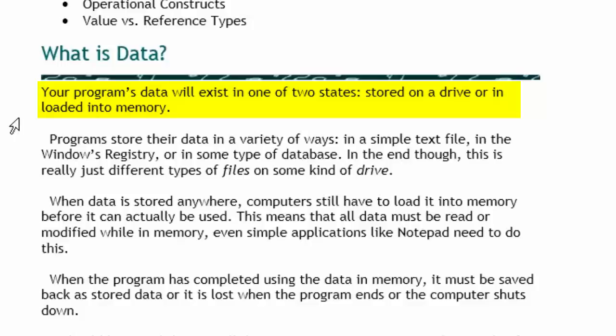And when you create this data, it's going to be stored in one of two places. It's going to be stored on a fixed location like a drive. This could be a hard drive. It could be a CD for that matter, DVD I suppose. Could be a tape drive. Could be a USB drive. But it's going to be stored. And then the other place is in memory.